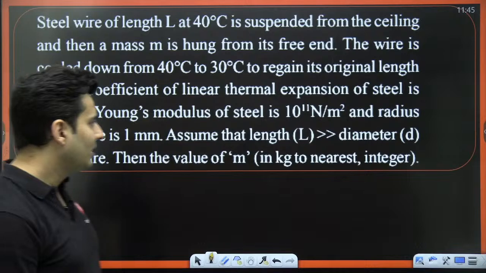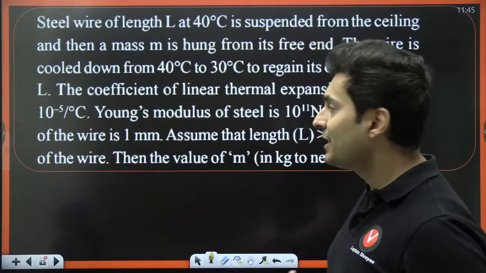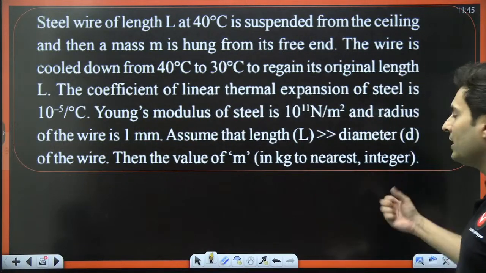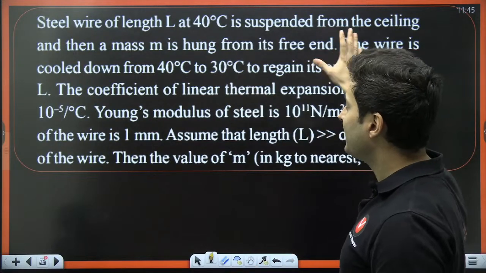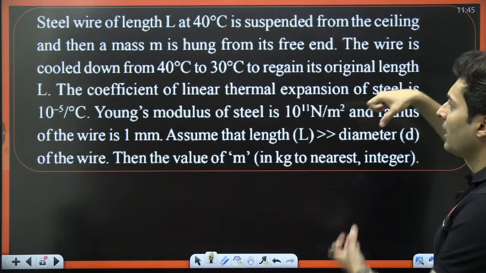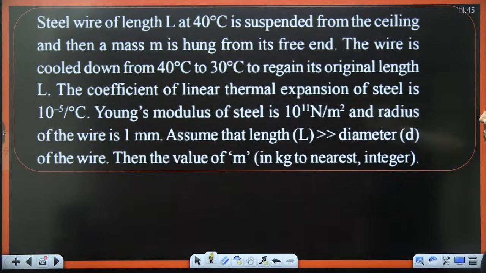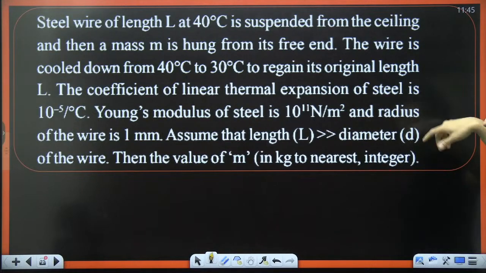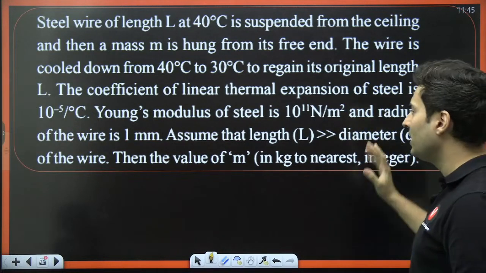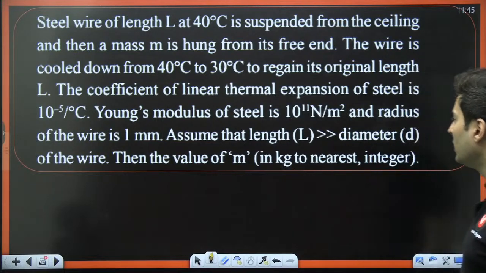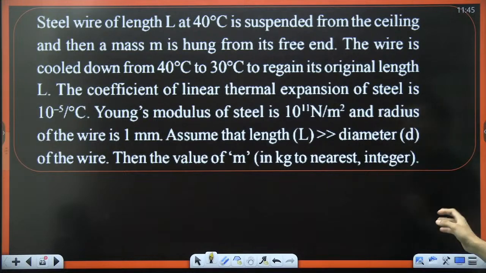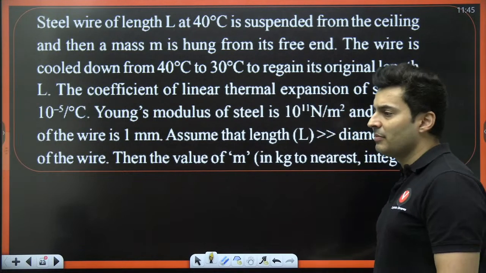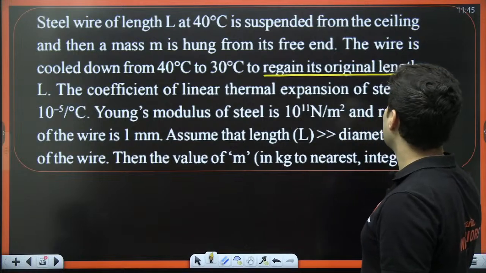How about this question coming up on your screen? It's an integer type of question, in the nearest integer, like those last 5 questions in your JEE Mains. A steel wire of length L is hanging a mass of m. The wire is cooled now. The coefficient of expansion, modulus, everything is given. The wire's diameter, radius is also given. Length is much larger. Then the value of m is how much? See, the condition is mentioned over here: it regains its original length.